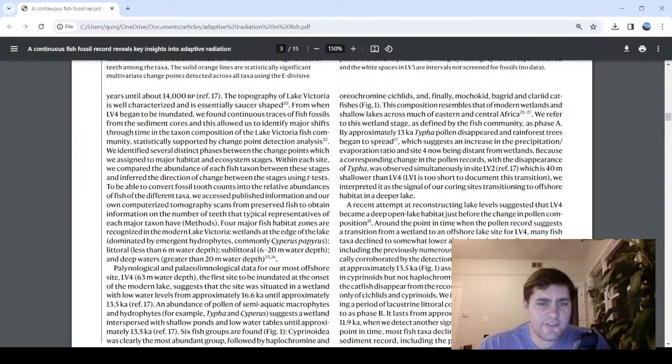Four major fish habitat zones are recognized in modern Lake Victoria: wetlands, littoral, sublittoral, and deep water.